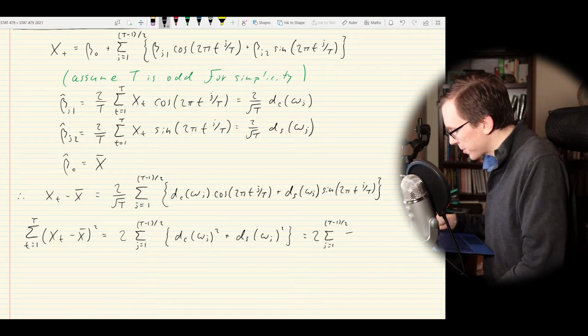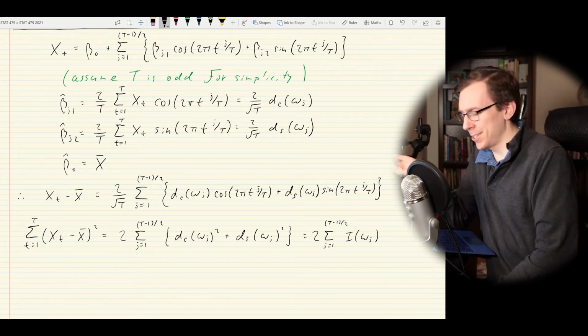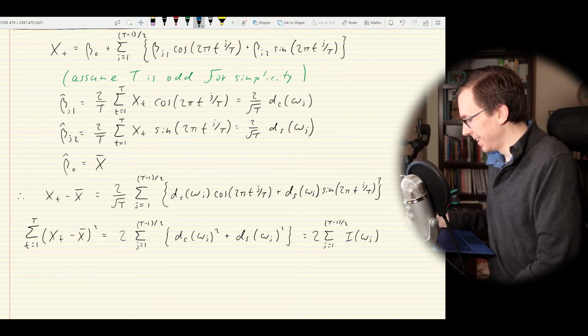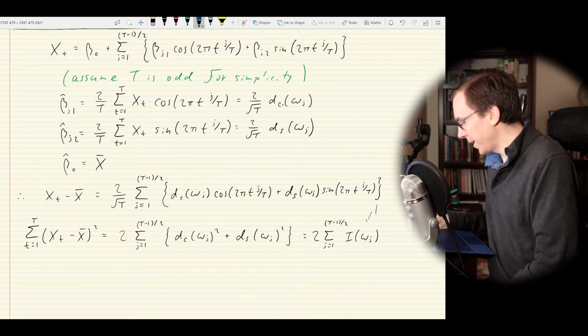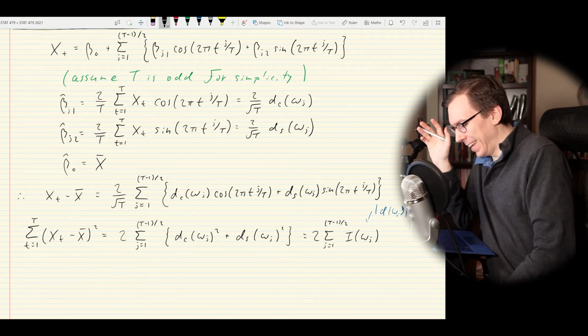The periodogram is the squared modulus of the DFT. I was thinking, do I need to square this thing again? And no, it's inherently squared because this thing I is equal to the squared modulus of d omega j. Trying to keep track of all this notation can be a little bit tricky, right?